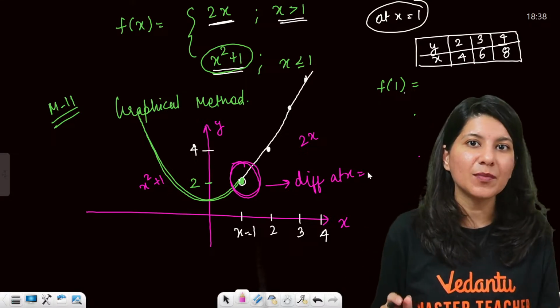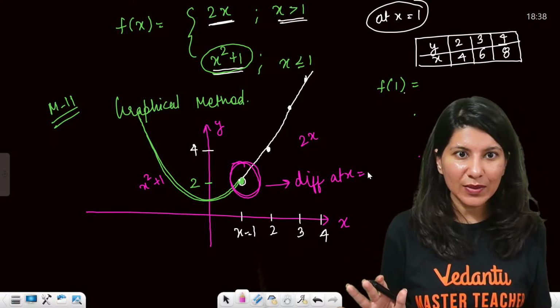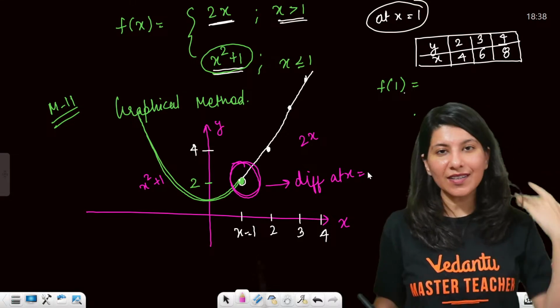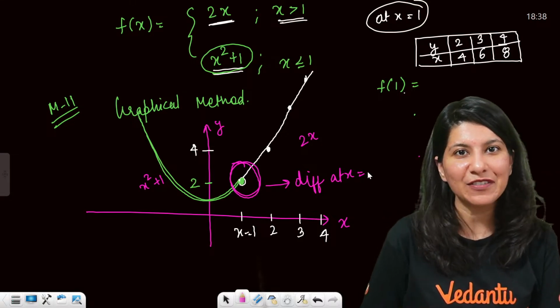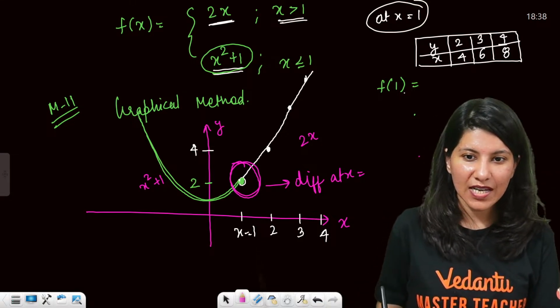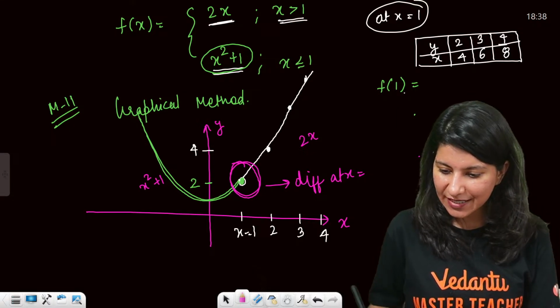This is method number 2. Are we done with the graph thing? Now here comes the ninja technique. Are we ready for it? Technique in the chat box.